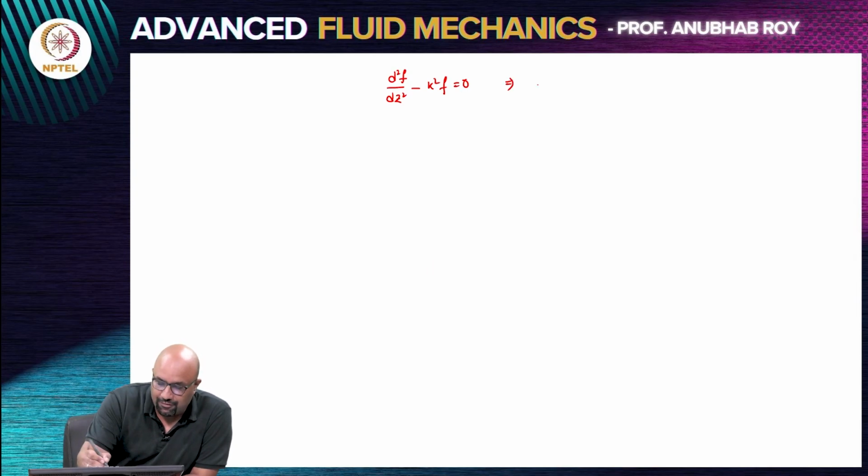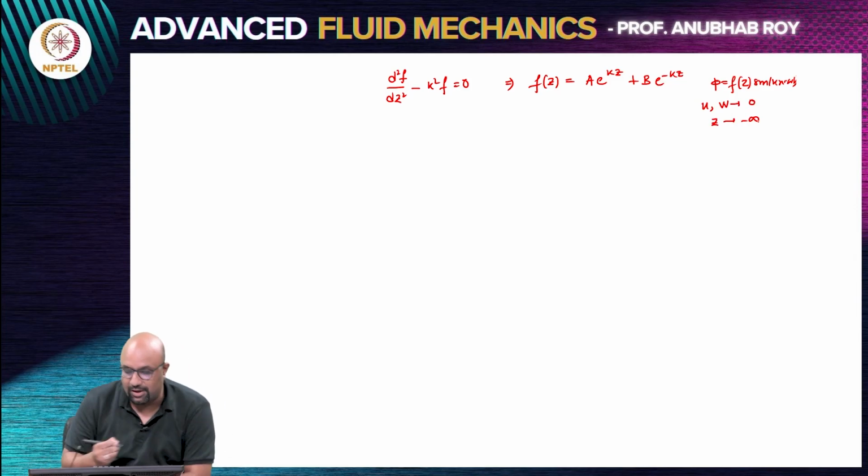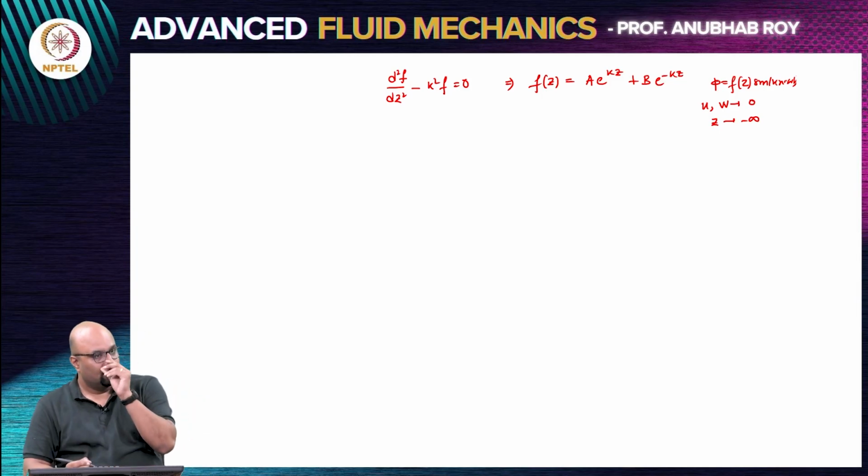It's a second order differential equation, not too complicated to solve: a exponential of kz plus b exponential of minus kz. And you have to remember what f is. F is f of z, and f of z sine kx minus omega t is my velocity potential. Now my boundary condition is u and w should both go to 0 as z goes to minus infinity. The velocity field should die down once you are infinitely far away in the fluid, away from the interface.